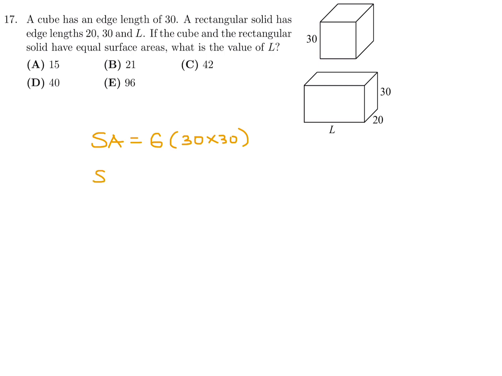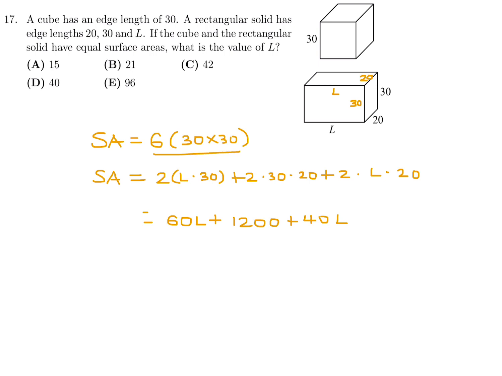The surface area of that solid is going to be 2 times, let's label this a little bit, L, 30, 20, just makes it a little bit easier to understand. 2 times L times 30 plus 2 times 30 times 20 plus 2 times L times 20. So this is 60L plus 1200 plus 40L.